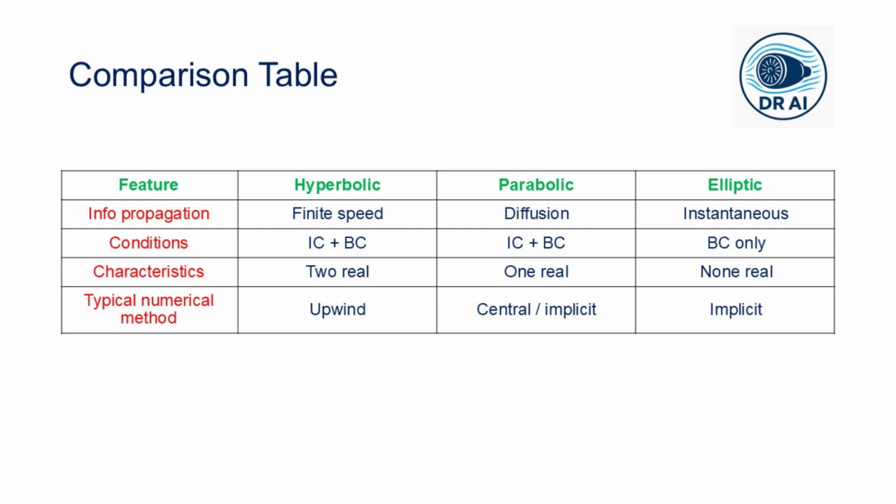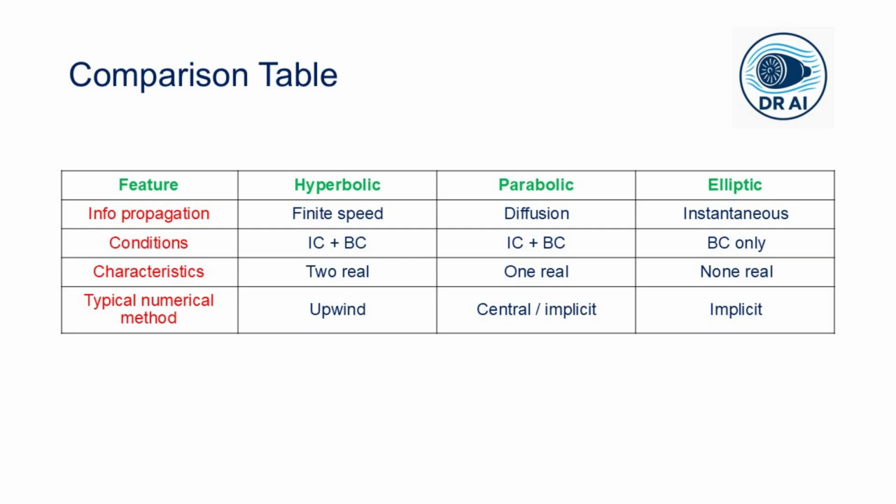When we talk about the initial and the boundary conditions, in the hyperbolic case we need both the initial and the boundary conditions. Likewise for the parabolic equations, while the elliptic only needs the boundary condition. As far as the characteristics are concerned, in the hyperbolic case we have two real characteristics. In the parabolic case, we have one real repeated characteristic, while in elliptic we have no real characteristics.